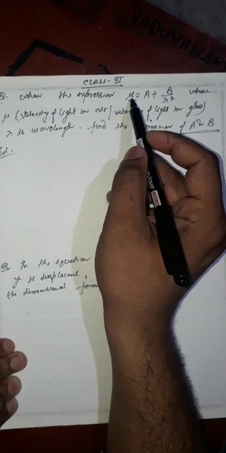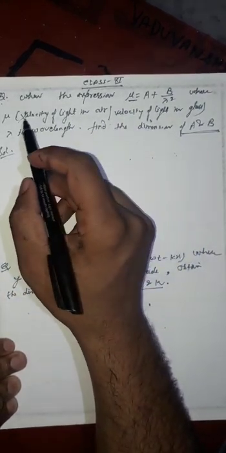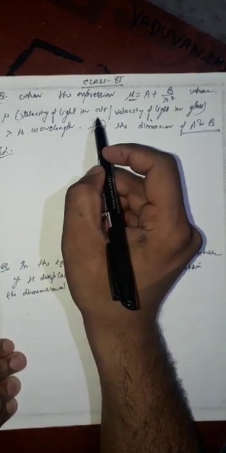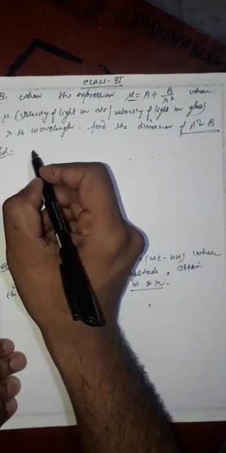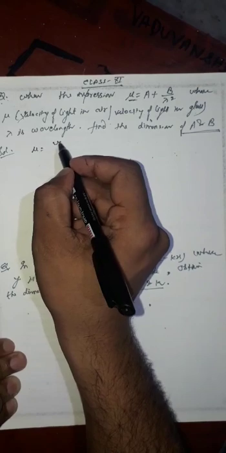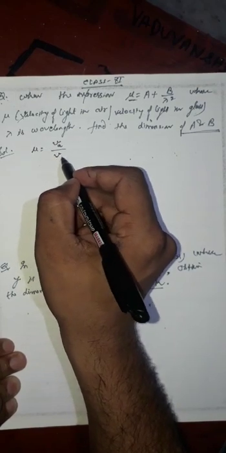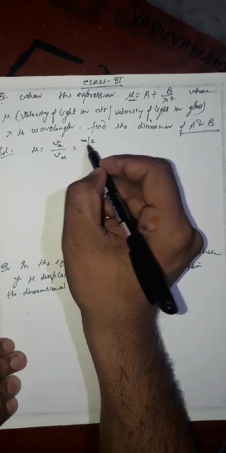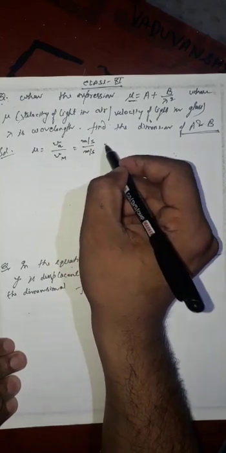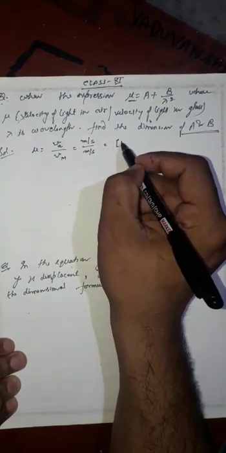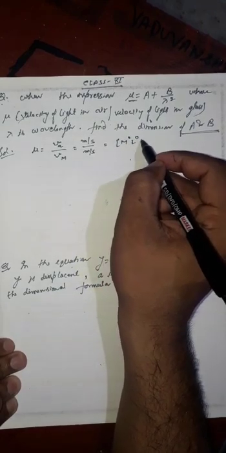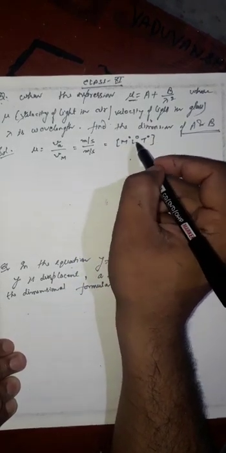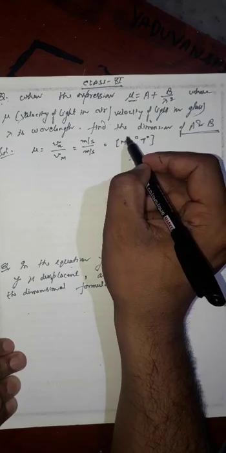What is the dimension of mu? Mu is dimensionless. Why? Because mu is equal to the velocity of light in air upon the velocity of light in medium, and both have the dimension meter per second. So it is dimensionless. The dimension becomes M0, L0 and T0.